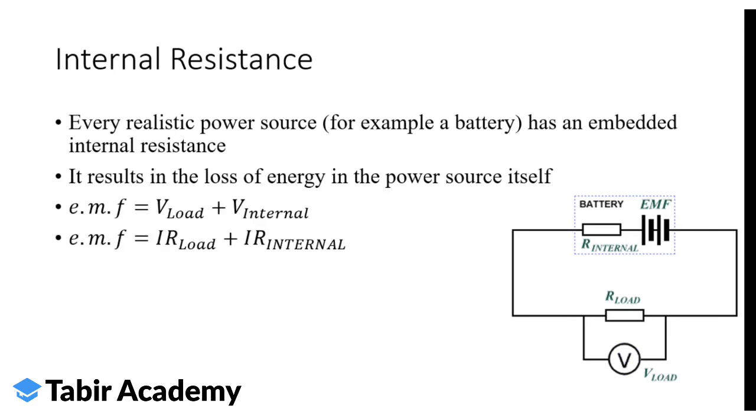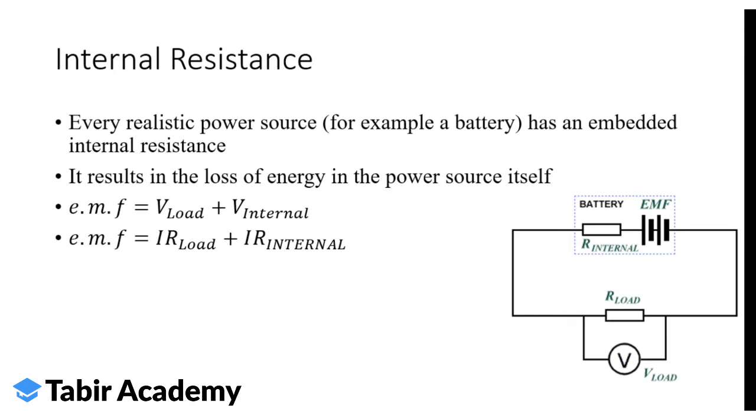Over here we can see that the EMF is the electromotive force, which is pushing the charged particles throughout the circuit, where R internal is representing the internal resistance of the battery. And R load is, let's say, the output load, maybe a lamp, or a fan or some other electrical appliance. It's represented by R load. So EMF is equal to the voltage across R internal plus the voltage across R load.